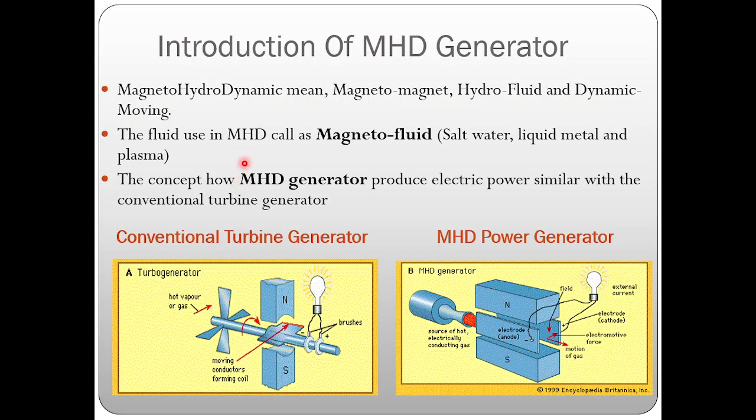There are several fluids used in the MHD, called magneto fluids, which are salt water, liquid metal, and iron plasma. The concept of the MHD generator producing electricity is similar to the conventional turbine generator. This is a picture of a conventional turbine generator. When a fluid moves through the turbine, it rotates the rotor, and when the rotor rotates, we cut magnetic flux, and the current is produced due to the magnetic flux being cut. Similarly for the MHD power generator, when the magnetic fluid goes through the magnetic field, it produces electricity.